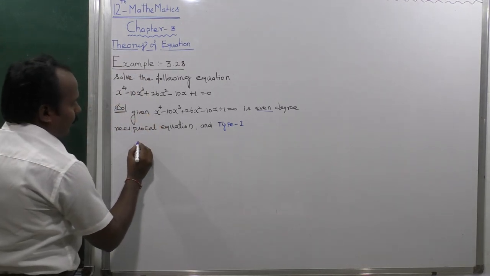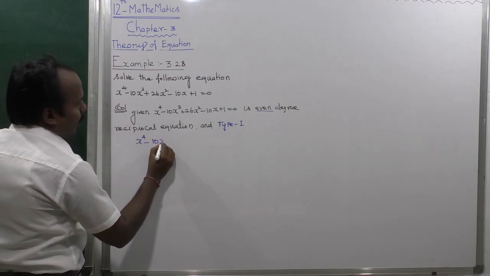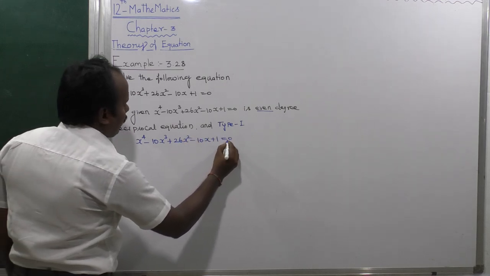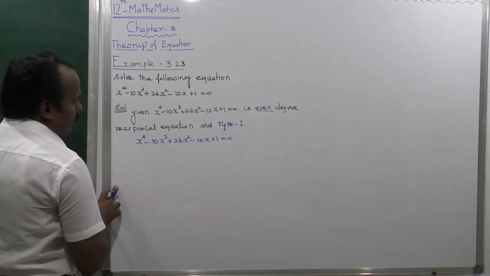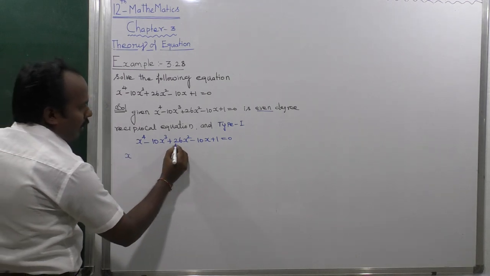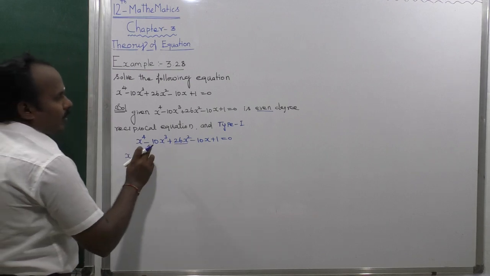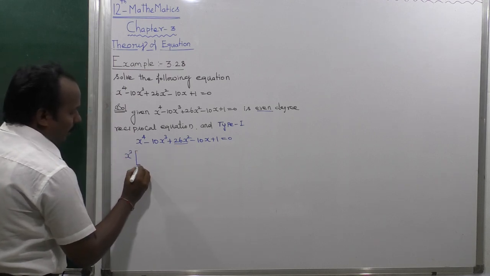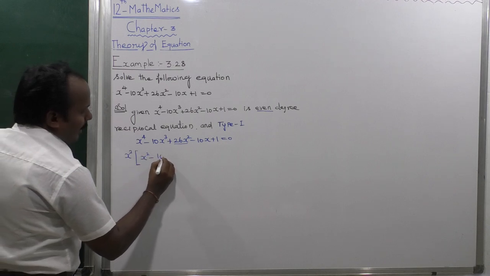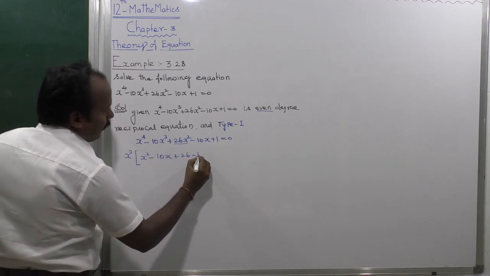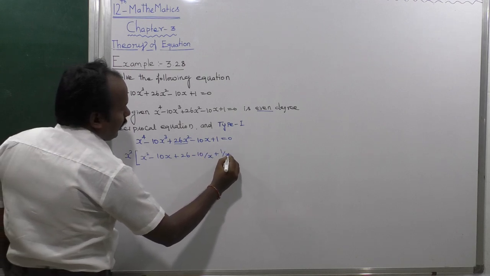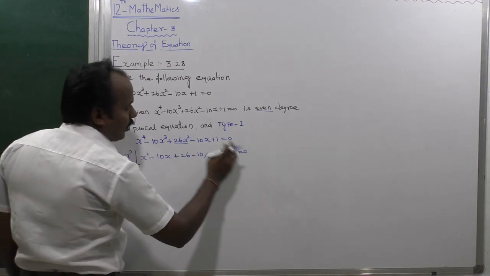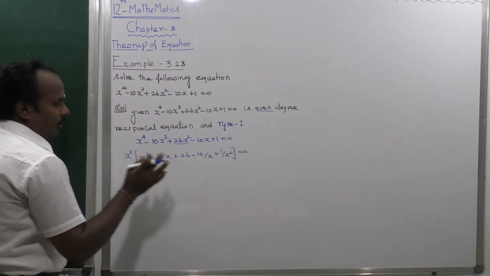The given equation is x⁴ − 10x³ + 26x² − 10x + 1 = 0. Let us take the center place term, 26x². For an even degree equation you can choose the center place. Take x² as a common value and divide: x² − 10x + 26 − 10/x + 1/x² = 0.